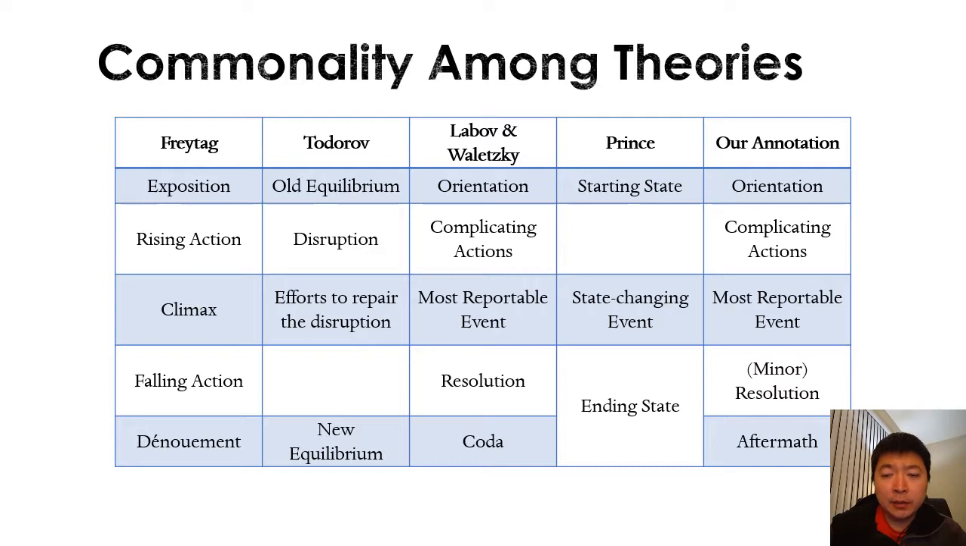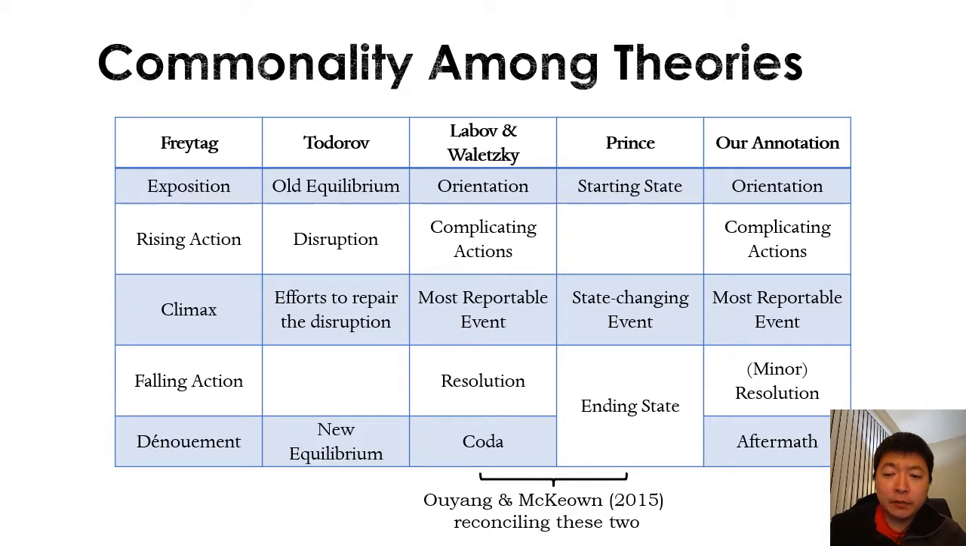Gérard Genette has a 3-stage theory where a story consists of a starting state, an ending state, and the transformational event that changes the starting state to the ending state. In 2015, Ouyang and McKeown tried to reconcile the two by arguing that the state-changing event is the most reportable. So here we follow their convention.